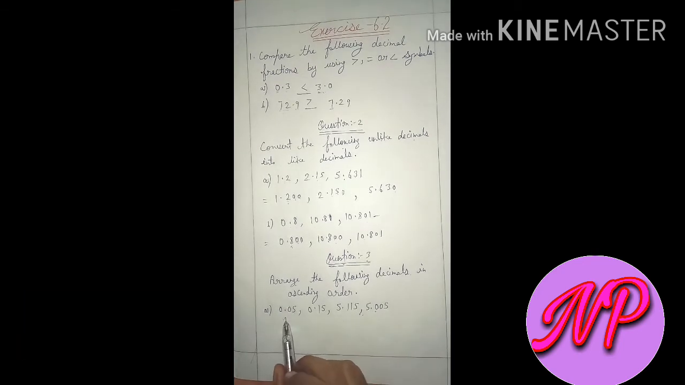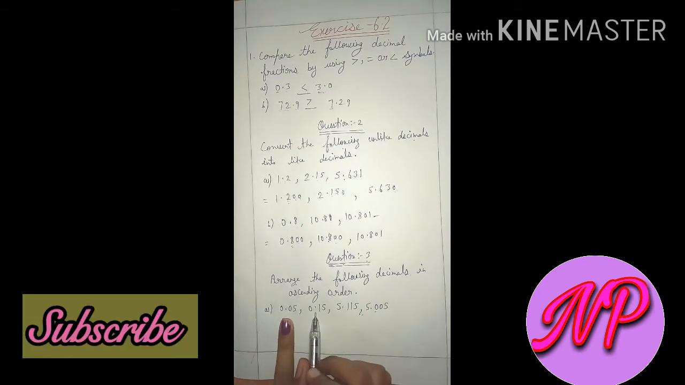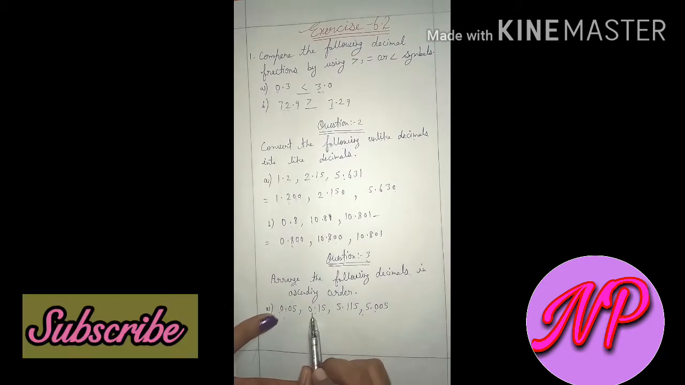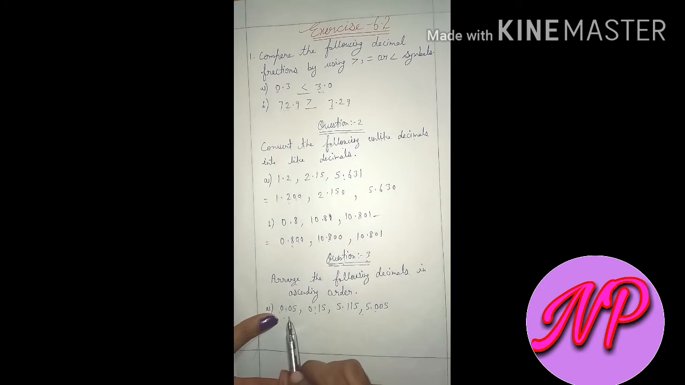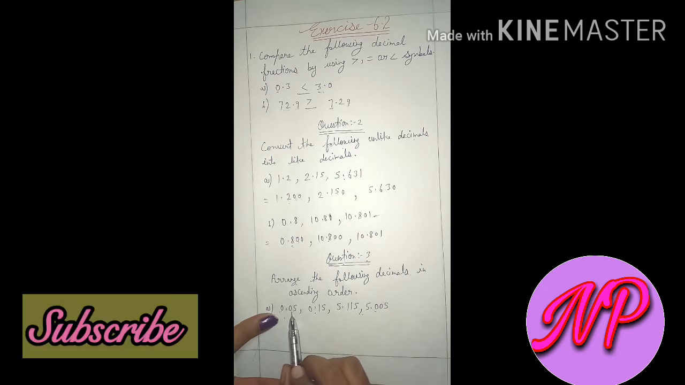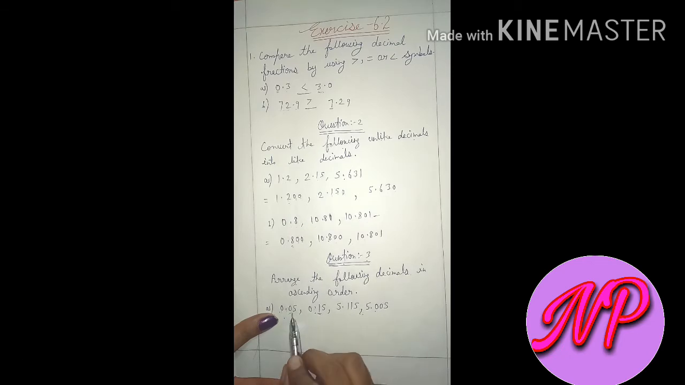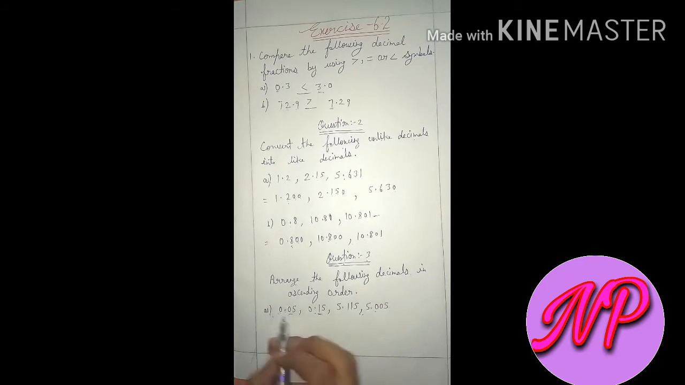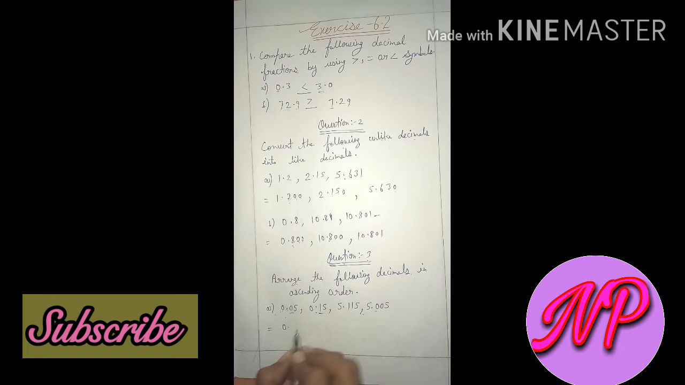Firstly we compare two decimals, and we check before the decimal. Here before the decimal 0, and here also before the decimal 0. If the digits before the decimal are the same, we check after the decimal on the tenths place. Here on the tenths place 0, and here on the tenths place 1. So which one is greater, 0 or 1? 1 will be greater. In ascending order we have to write the smaller number first, so we will write 0.05. This is the smallest number.